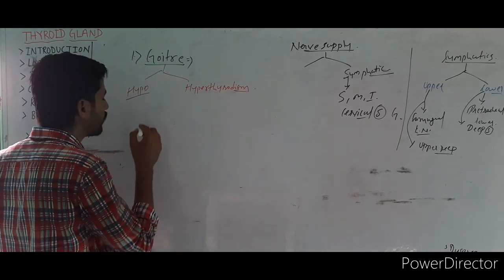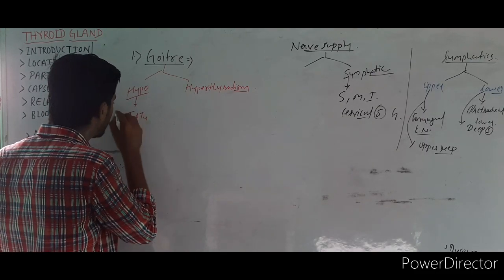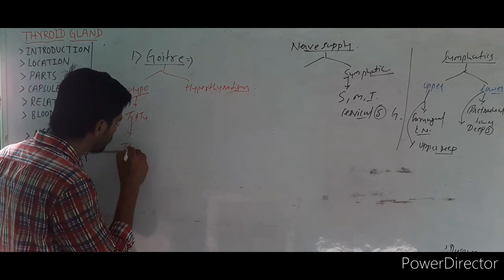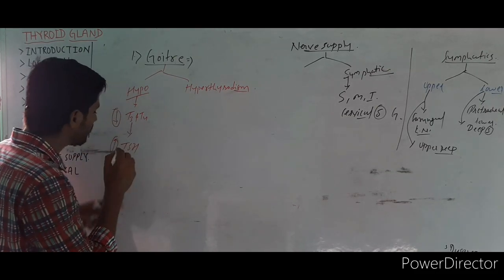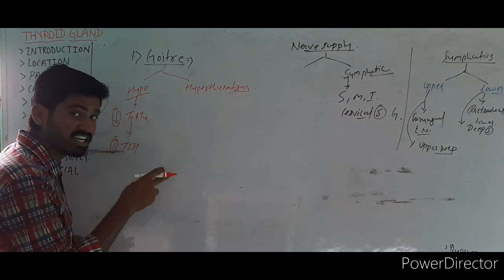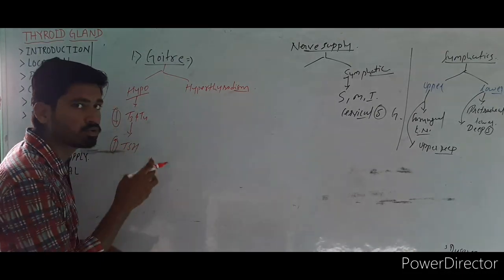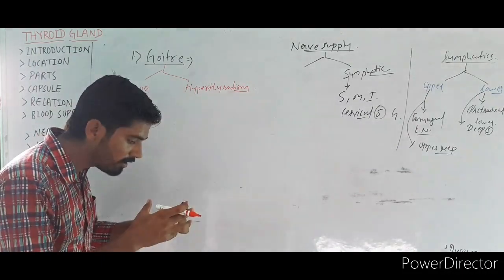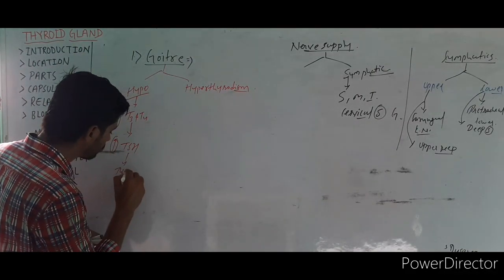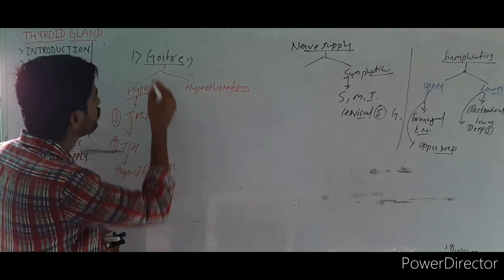Right, in hypothyroidism, what will happen? The level of T3 and T4 will decrease. Am I right? If it is decreased, it will stimulate the TSH level, so the TSH level will increase. If it is increased, it will go and act on the thyroid gland. So thyroid stimulating hormone stimulates the thyroid cells and the gland will enlarge. So this is the hypo condition.